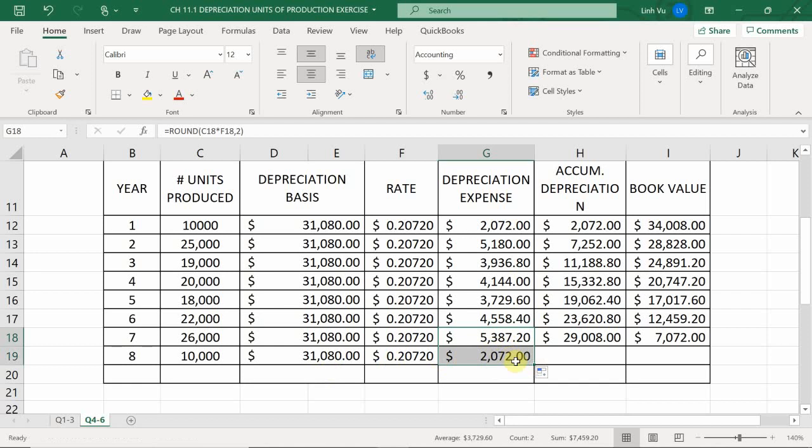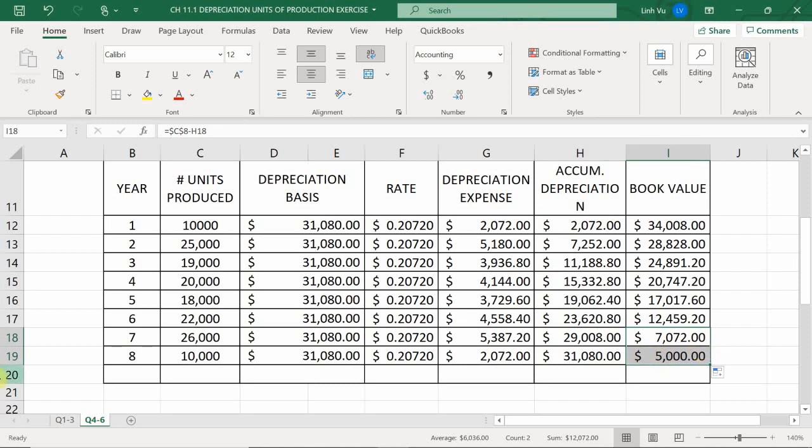$2,072, which brings me a total accumulated depreciation of $31,080, which brings your book value down to $5,000.